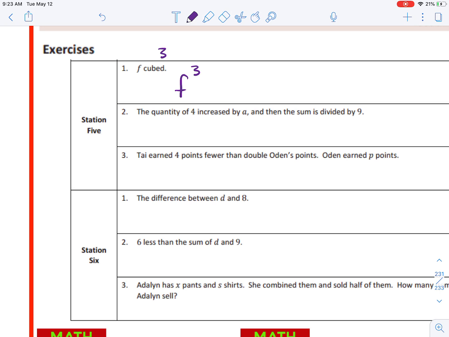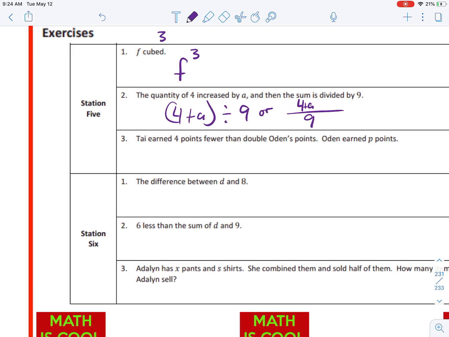Number 2 tells us the quantity of 4 increased by a, and then the sum is divided by 9. So we know quantity means to add parentheses, where we're putting 4 plus a in parentheses and then divided by 9. If we want to do this as a fraction, 4 plus a over 9. Either expression is correct.